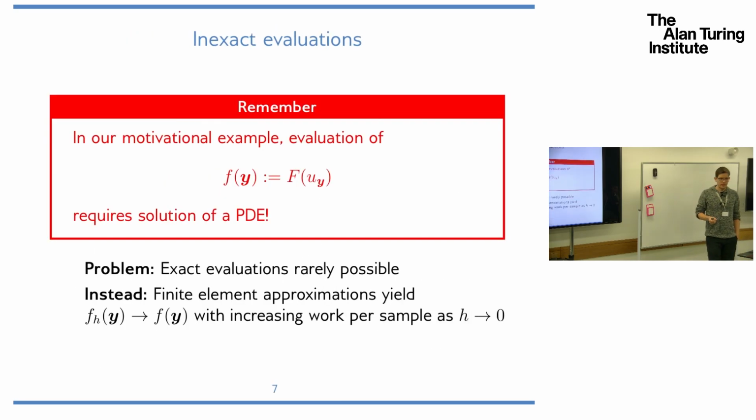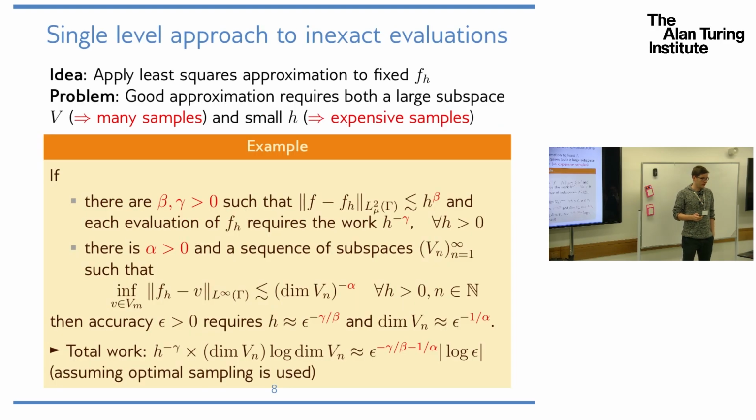Okay, now to lead to the main part of this talk, the multi-level part, let's recall that the function that we want to approximate in the motivation example actually required the solution of a PDE. And this is, of course, rarely exactly possible. Instead, what is possible is only that we can evaluate approximations of this function indexed by some h that could, for example, determine the finite element diameter in your PDE solver. And as this h goes to 0, your approximations converge to the true function, but they also become more and more expensive.